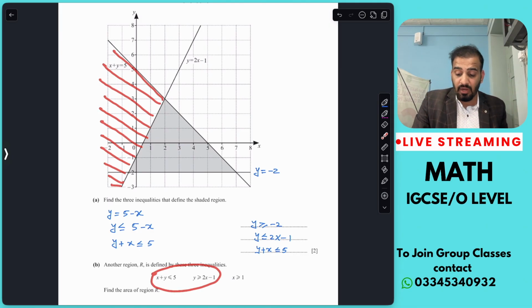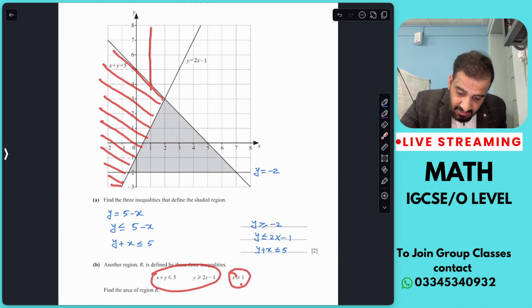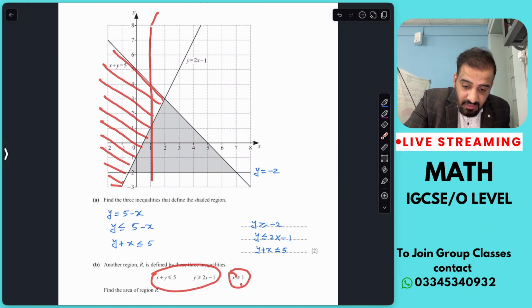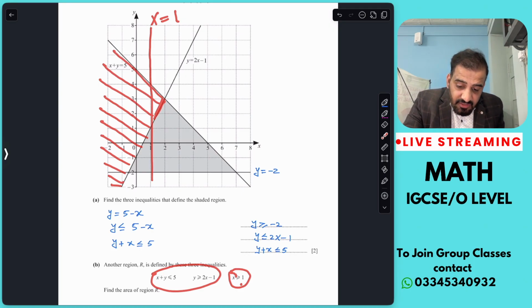But what is x equals to? x is greater than or equal to 1. It's a vertical line at 1, but on the right side of that line. So what is x equals 1? If you look at the line, this is my line x equals 1. So if you look at the inequality, they are saying x is greater than or equal to 1. So if I only shade this portion, is there any problem, students?